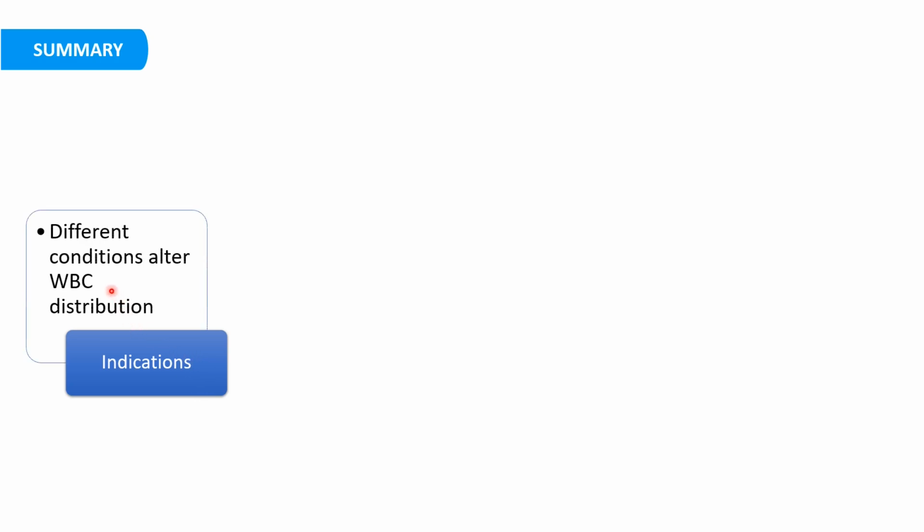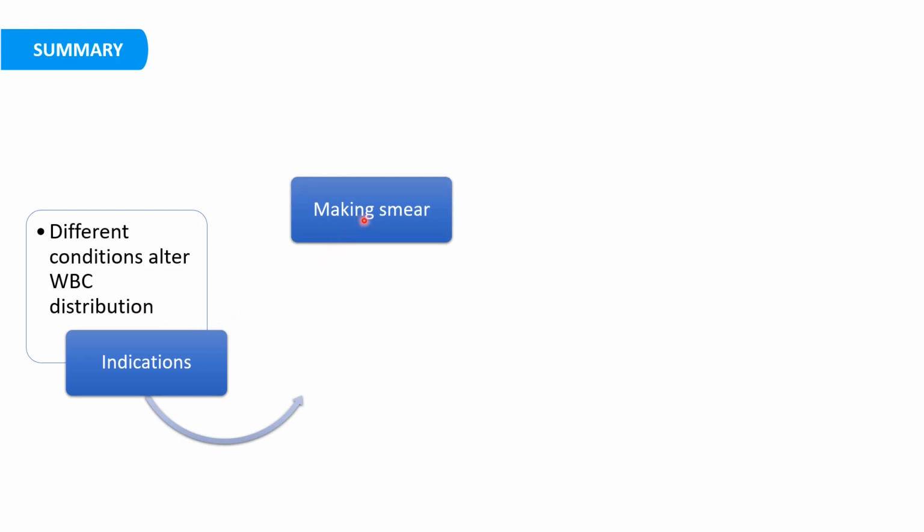So finally summarizing the whole practical, first, indications, meaning the conditions where differential count is done. The conditions are when you suspect any change in WBC distribution. That means you are suspecting any infection or infestation, but you want to find out which type of infection is present, whether it is bacterial, viral or a worm infestation. Now that can be found out with the differential count. So if you want to find out whether the person is having a viral, bacterial or worm infestation, then differential leukocyte count is indicated.